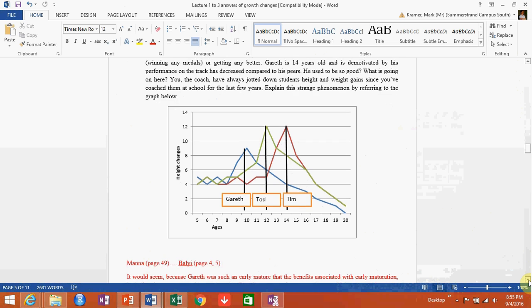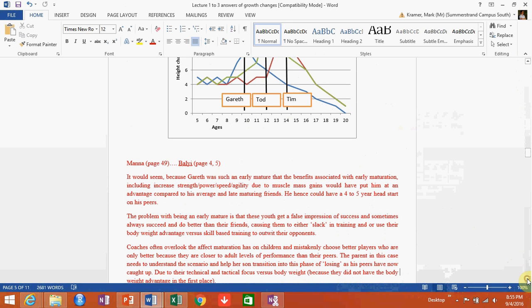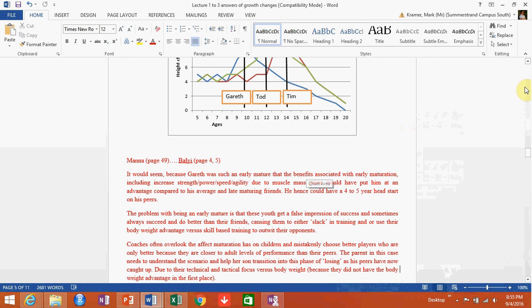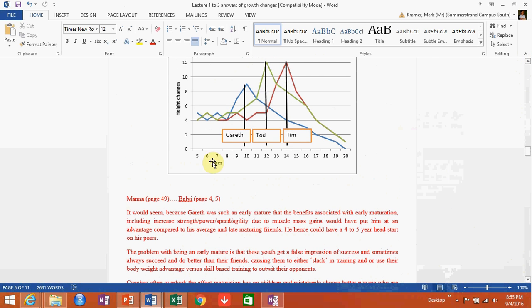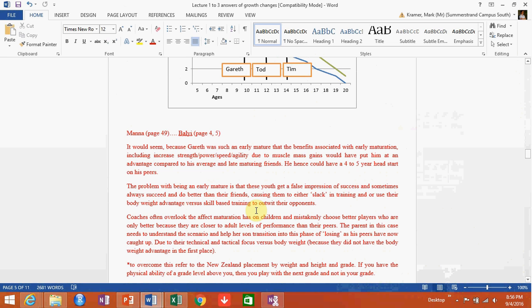So let's look at this. Manner is what you would have read in Bailey as well, page 49 and form 5 for Bailey, and we can see that the average age for a youth child to reach peak height velocity in males is 14 years old. So Gareth would be a definite outlier who has started early. Not impossible. Some people can go through maturation early, but that is quite early for a young boy.